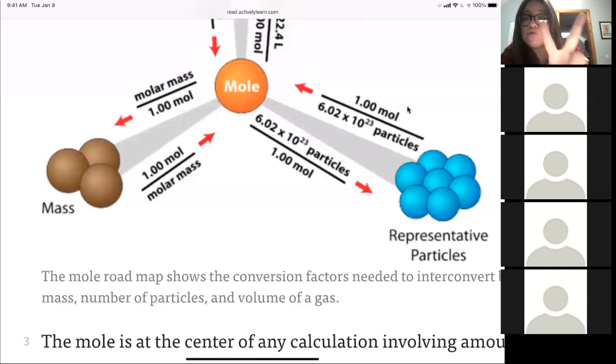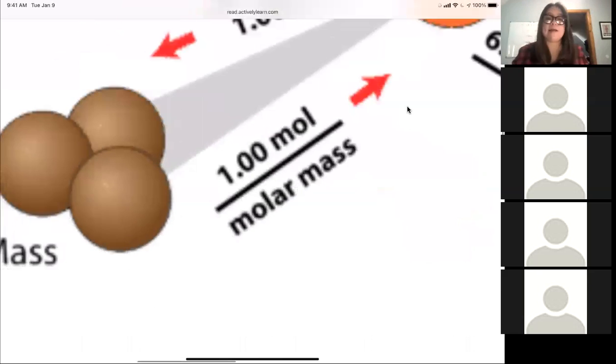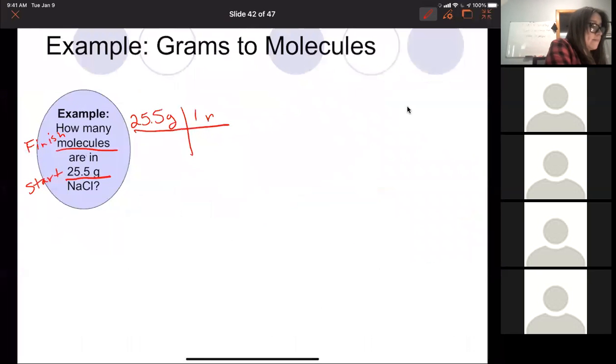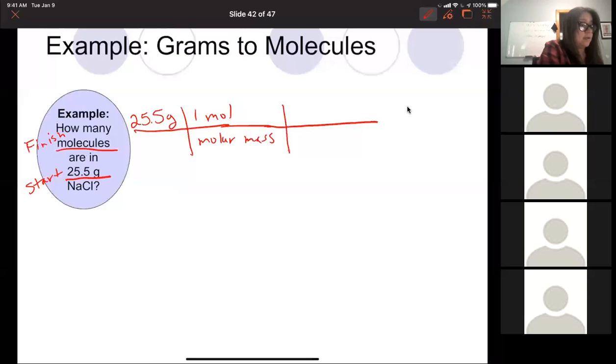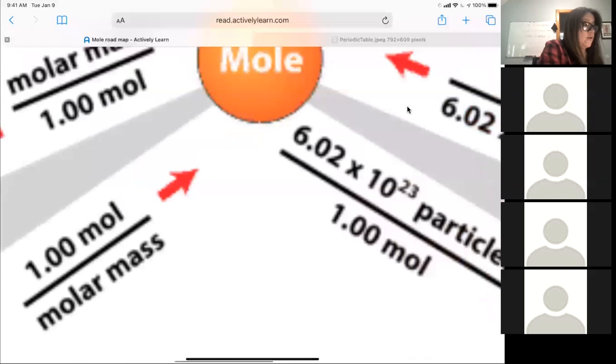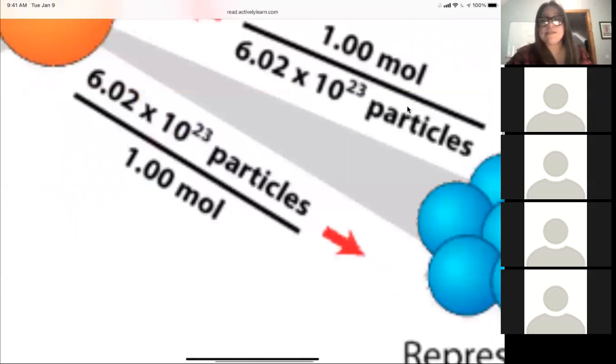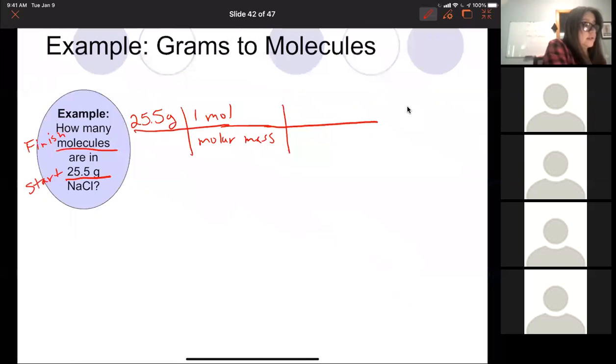Meaning, this is a two-step problem. We're going to use the fraction at the bottom first. This is the first fraction we're going to use. We're going to do 1 mole over the molar mass. And then we're going to do a second fraction, because once we're in moles, we're going to use the fraction that's pointing downwards to particles, which is 6.02 times 10 to the 23 molecules over 1 mole.